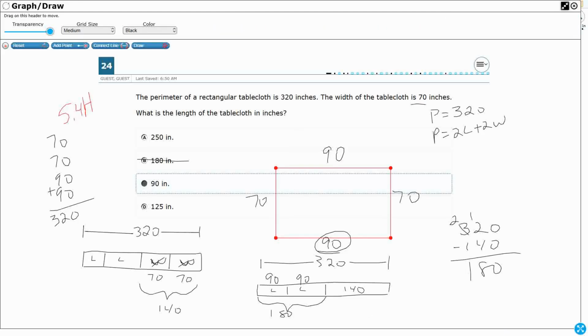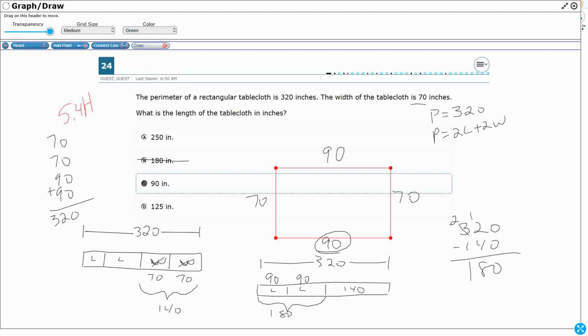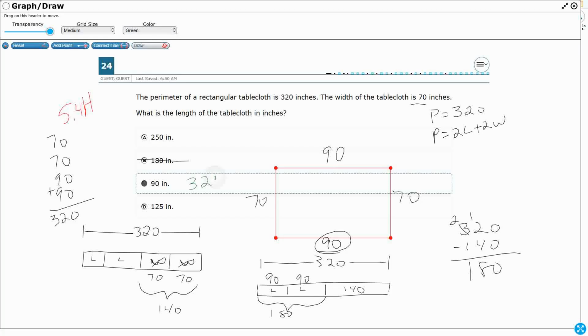Now, this was a difficult one for our students. Let's see how we did. 90 was our correct answer, 32%. So that is extremely low. But look at our most popular answer was A. 48%. Almost half of our students got A. How are we going to get A? You take your two numbers and you simply subtract.